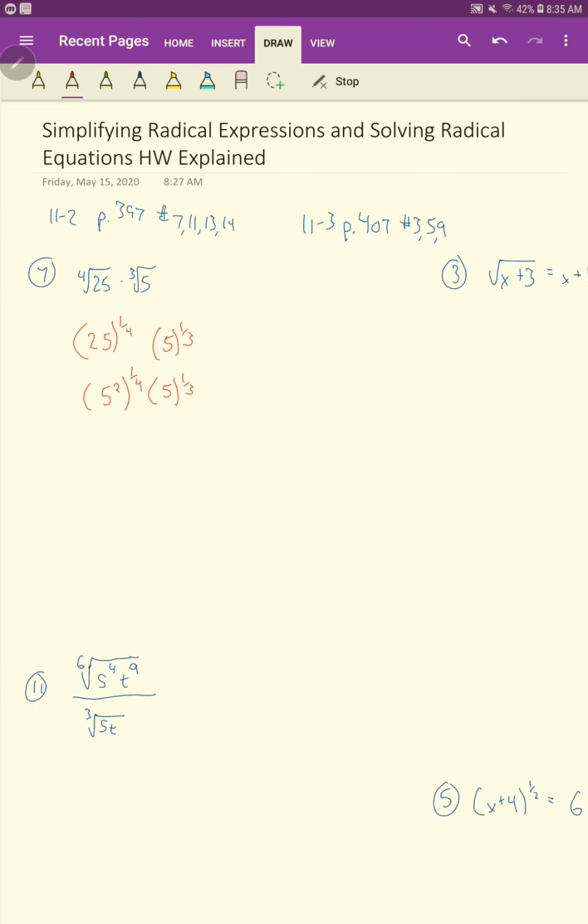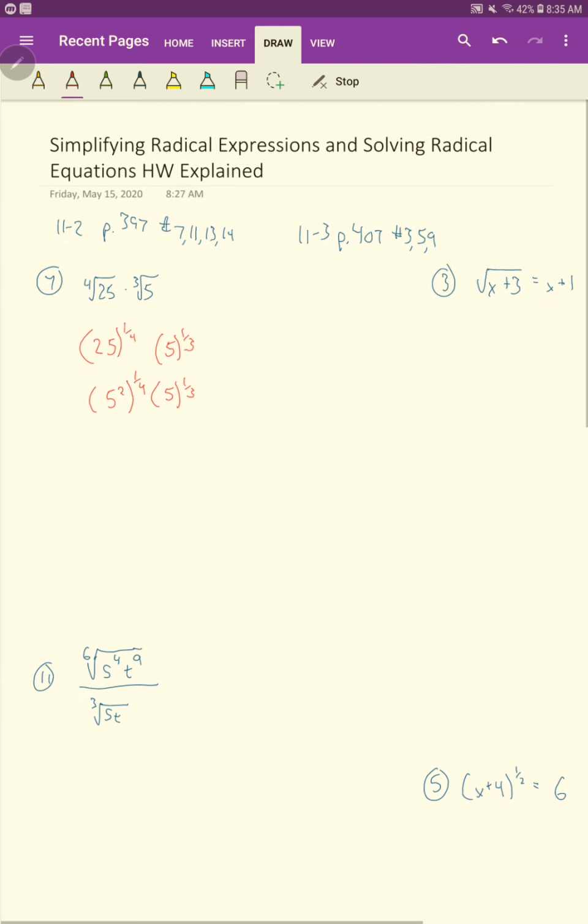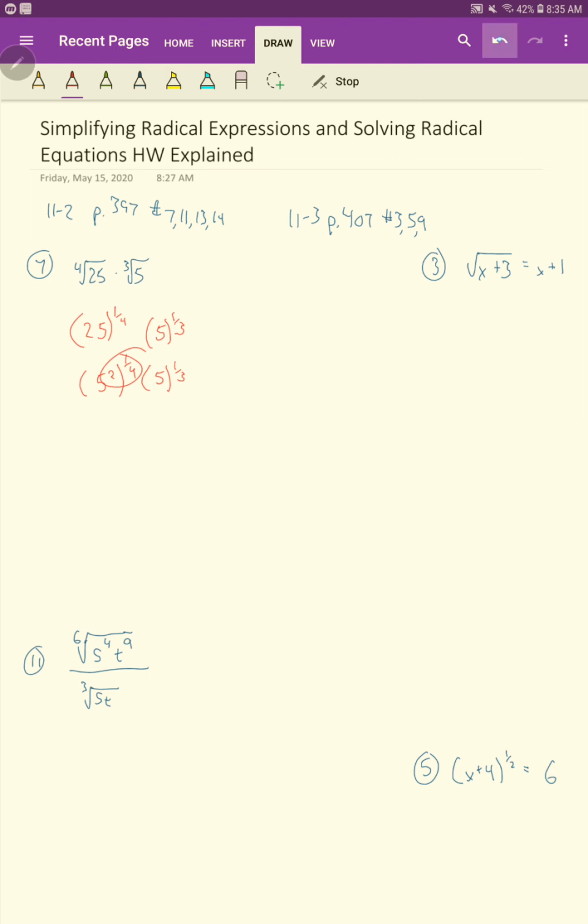And now we have a power to a power here. When you have an exponential raised to another exponent, you can multiply the powers to simplify. So in other words, we get 5 to the 2/4 power, and we still have 5 to the 1/3 power here. Of course, you might look at that and say, Mr. Witt, 2/4, we can simplify that fraction. And you're right, we can. So I'm going to change that to 1/2.